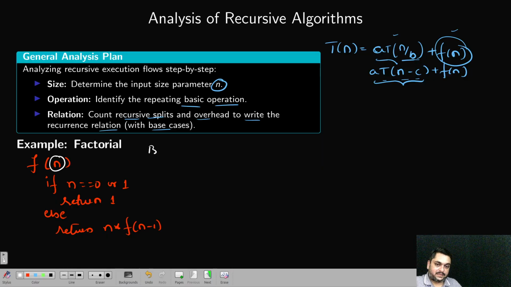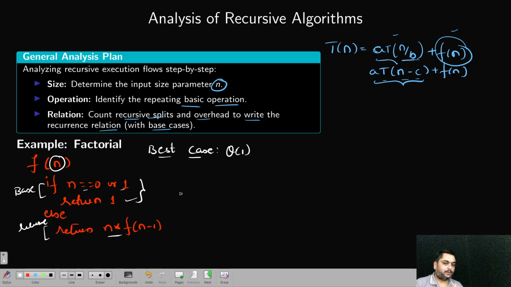Now what is the best case of this algorithm? The best case occurs when n equal to 0 or 1, because it is only one step. Else I will do the recursive step. This is the base case, and this is the recursive case. So the best case I can directly write as theta of 1. Why? Because it takes only one operation when n equal to 0 or 1. Else, let us see the worst case. In the worst case, how many steps will it take?